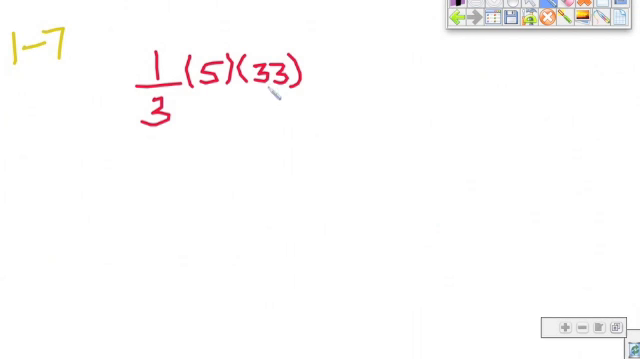Now, just to show you a faster way of doing this, instead of multiplying this number and getting a really large number and then dividing by 3, commutative property tells me that I can actually cancel this 3 into this 33 at 11. So now I'm left with 1 times 5 times 11, which is basically just 5 times 11, and we know is 55. So again, knowing the properties allows you to move through the math a little faster.